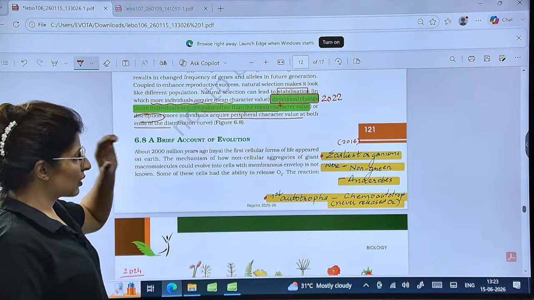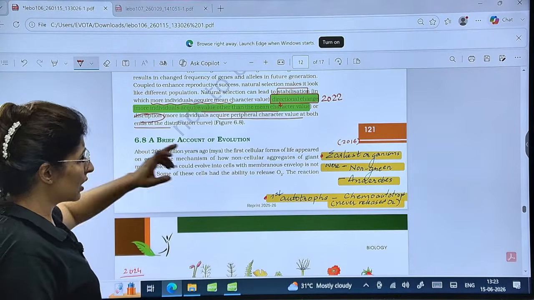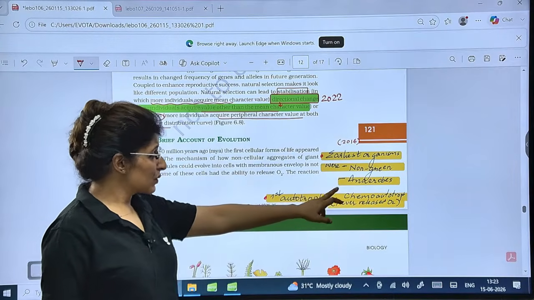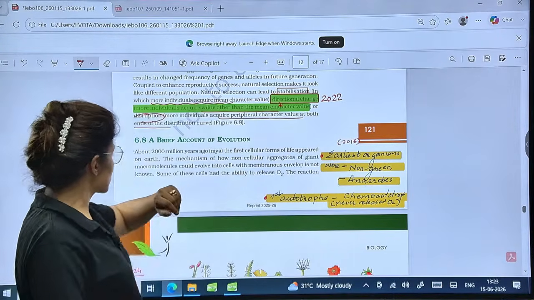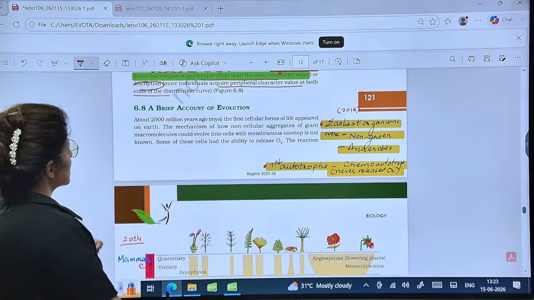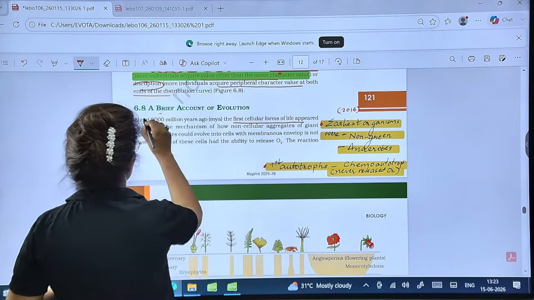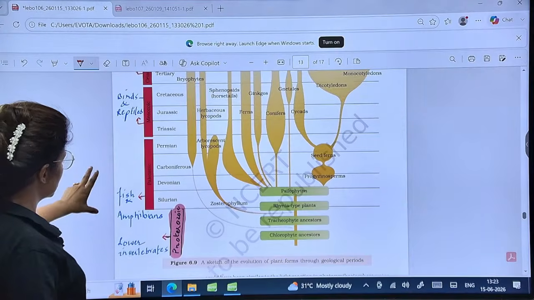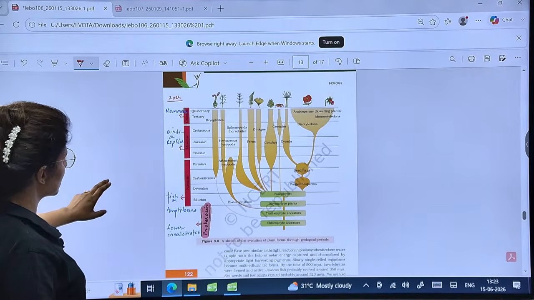Now a brief account of evolution. The earliest organisms were non-green and anaerobes. The first autotrophs were chemoautotrophs, which never released oxygen. See here, the first cellular forms of life appeared about 2000 million years ago. See, this one is also important. This one is also very important.